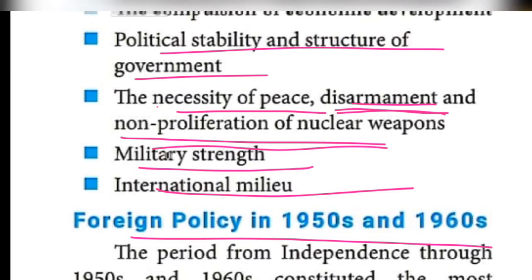When did we get independence? In the year 1947, we got independence. For nearly more than 350 years we were under the control of the British. Without any development, when we got independence, there was no development in the economic field. We suffered a lot. So that was the condition of India.